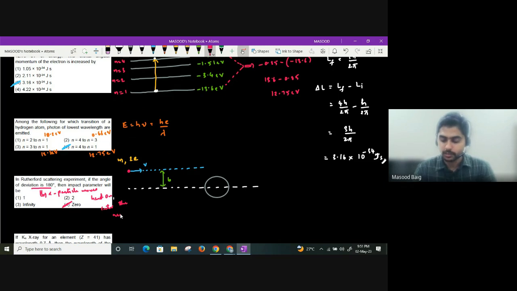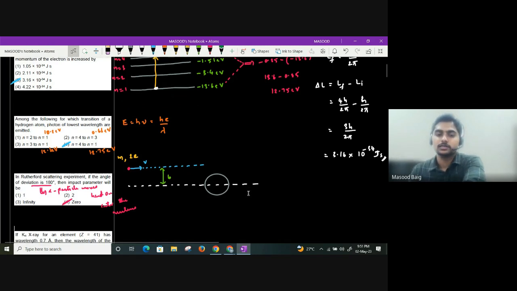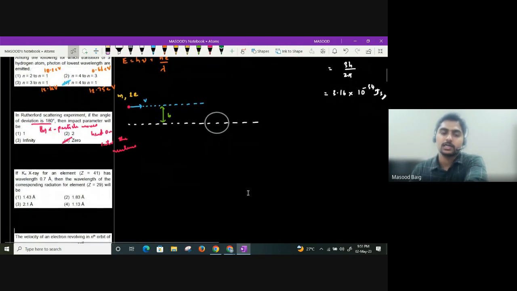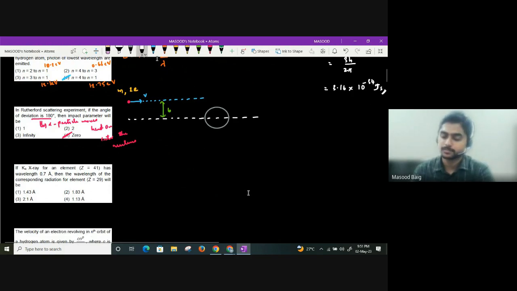When it is moving head on into the nucleus, its velocity vector is along the central line. When the velocity vector is along the central line, the distance between the velocity vector and the central line will be 0, which is called your impact parameter again.